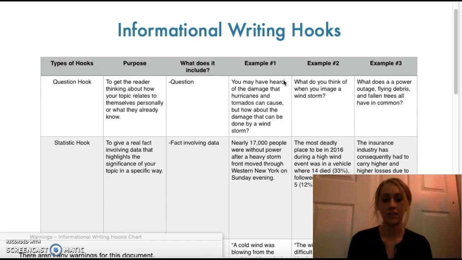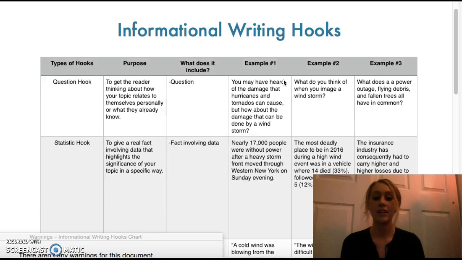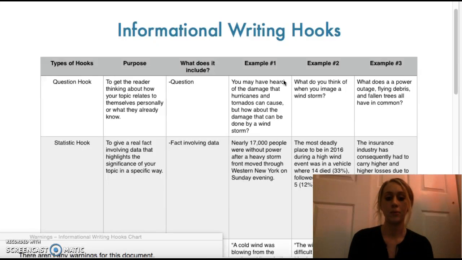So in this question, we're getting the reader to think about what consequences can result after a windstorm, and then after we've gotten the reader thinking and interested, it would be an appropriate time to go ahead and present our information and go into more detail on how a windstorm can be survived even in very dire conditions.